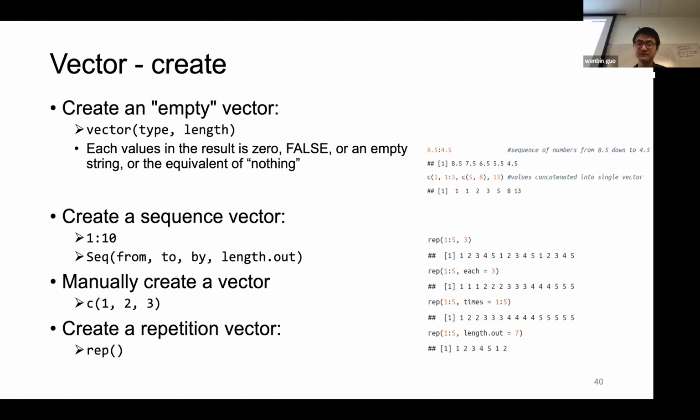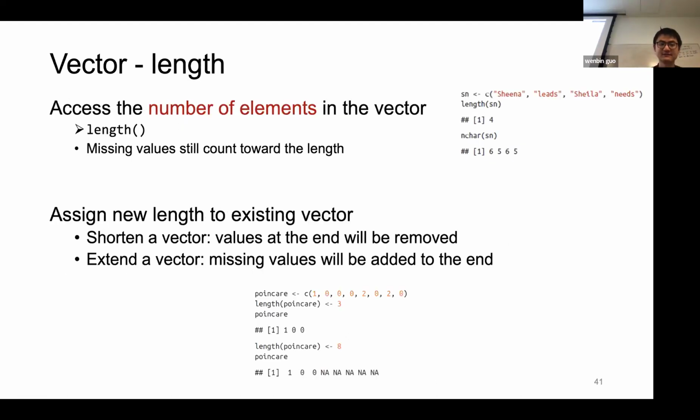So this is how to create a new vector. And if you already have a vector, there are some actions you can do. For example, if you want to access the length, which is the number of elements in the vector, you can use the length function.